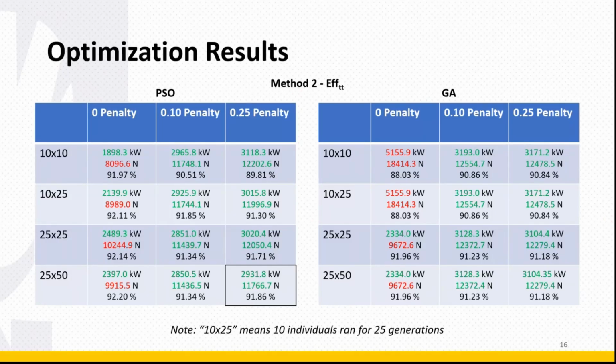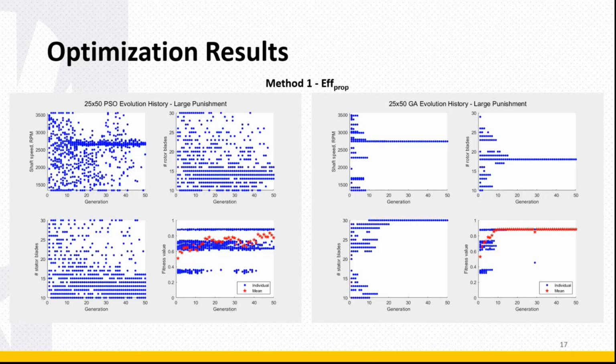So this next slide just shows an example of the convergence history, or evolution history, for both of these algorithms. And once again, I don't want to get too bogged down in the details of this. These are showing some examples. These are showing the 25 by 50 runs with a large punishment. On the left side, we have the PSO, and on the right side, we have the GA.